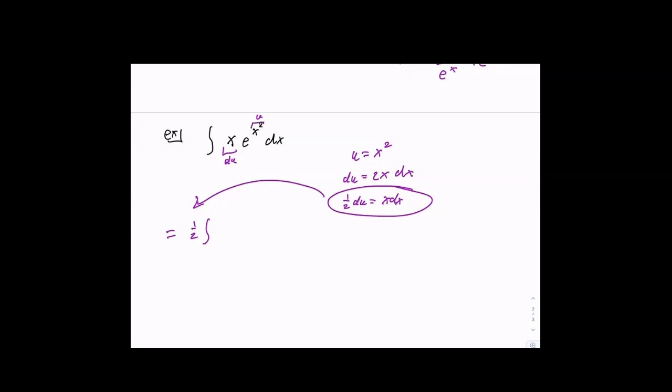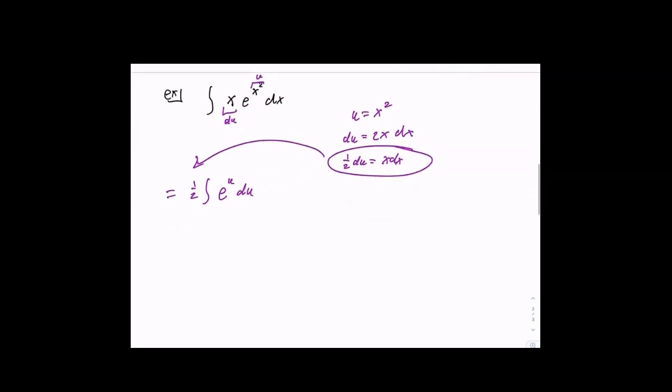Oh, your u. Wait, would it be u? E to the u, there you go. E to the u. E to the u plus dx. Du. All right. D. So there's a lot of commonalities of things that you know you've done things right.